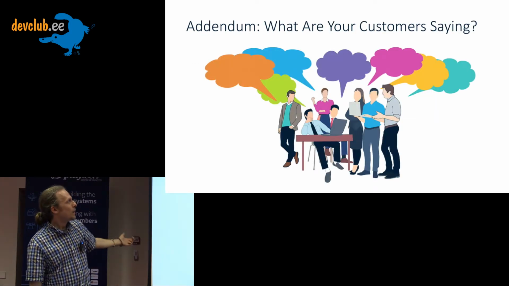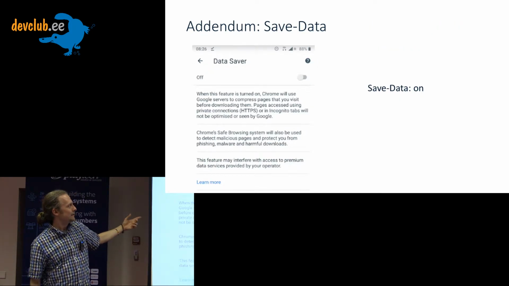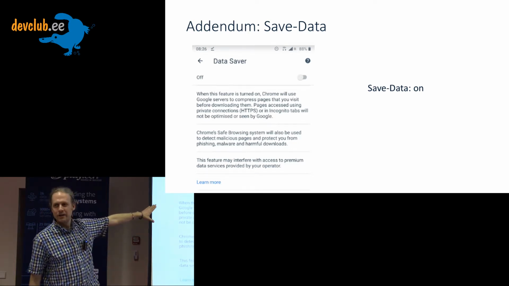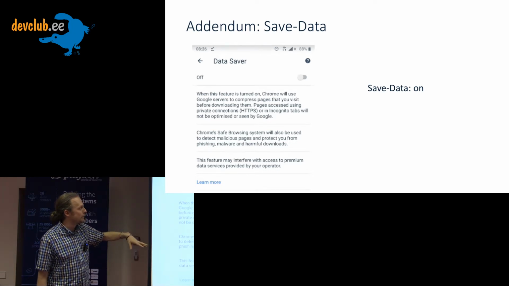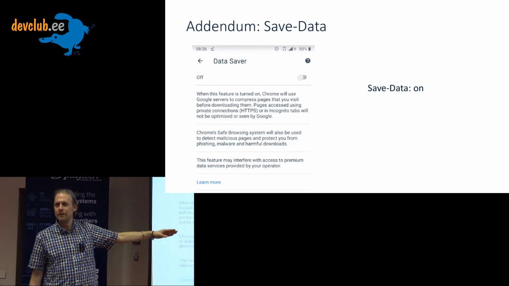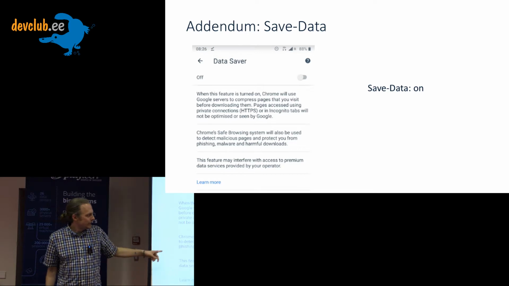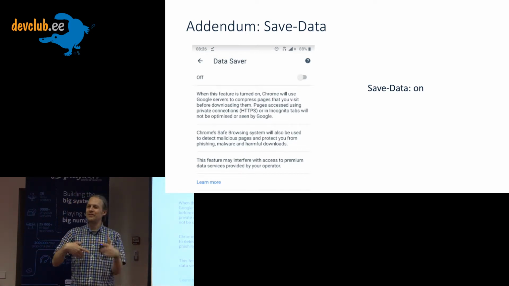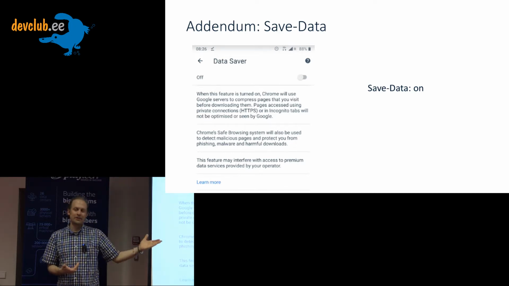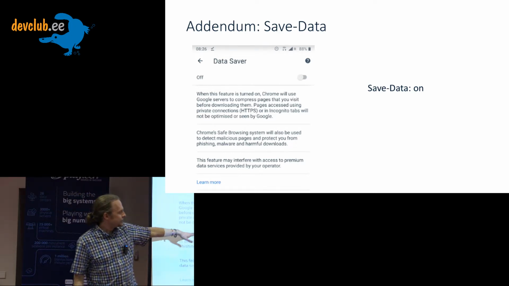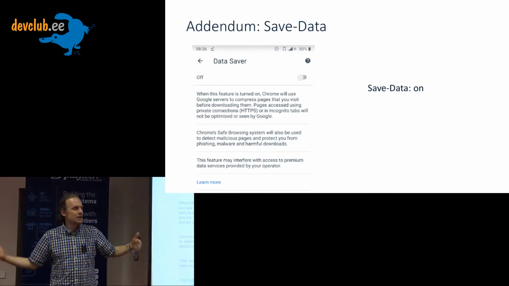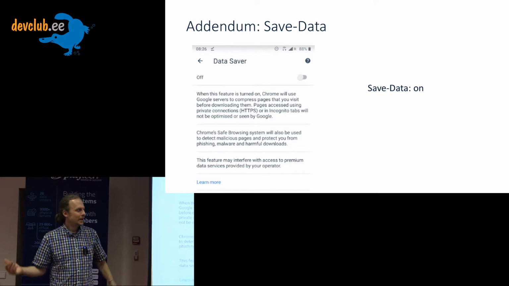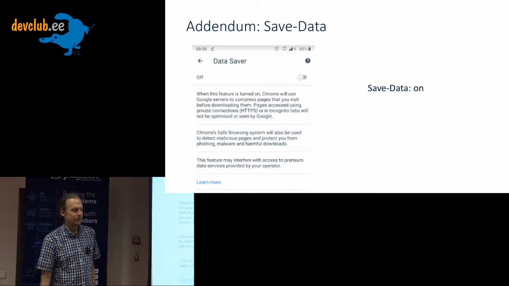And so, what are our customers saying? This is the save data header. We were talking earlier about the data saver in Chrome. If you go into your Chrome settings on your mobile device, you can turn on data saver. What that does is everything that's HTTP goes through Google and they resize all the images for you. If it's HTTPS, Google can't see it. It just goes straight to your device. So if you haven't optimized that image, Google won't do it.